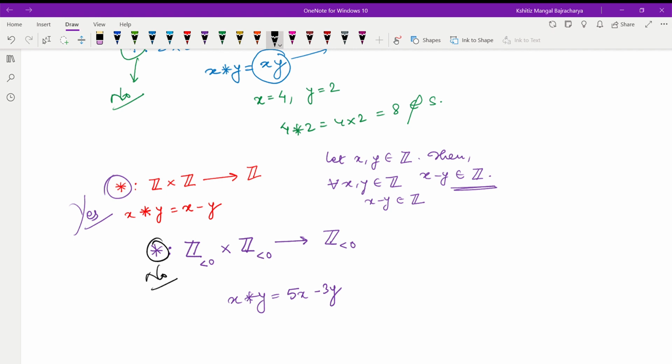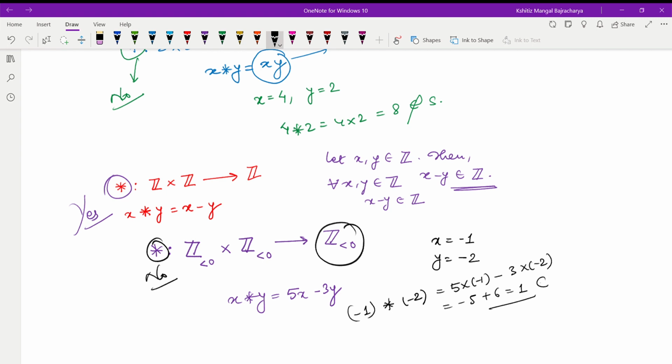Why? Because if we take x to be -1 and y to be -2, then x star y will give us something like this. This is -5 plus 6, which is equal to 1. Now, does this belong to the set of negative integers? No. So, this is not a binary operation.